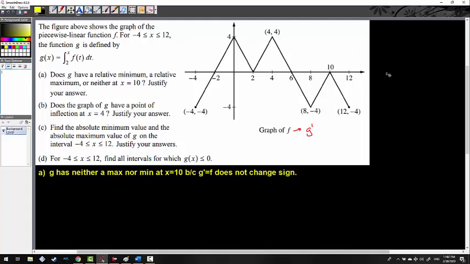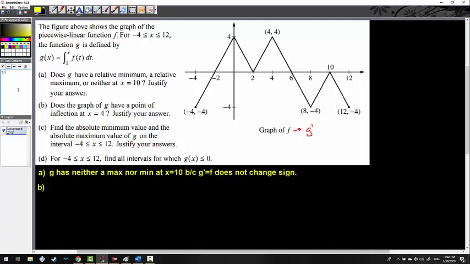In part B, it says, does the graph of g have a point of inflection at x equals 4? Justify your answer. Well, remember, points of inflection are measured by a second derivative. So what I'm going to do is look at g prime's slope. So, do we have a point of inflection at x equals 4? Well, a point of inflection would happen if g double prime, or f prime, changed signs, right?